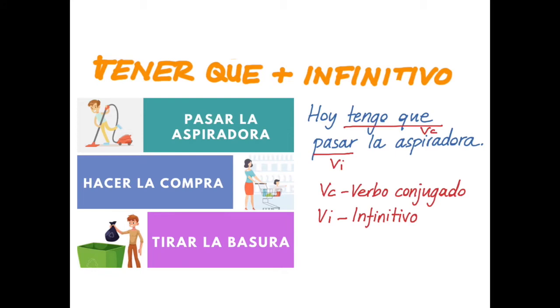So I can say, hoy tengo que pasar la aspiradora. I have to vacuum today. ¿No? Pasar la aspiradora. Tengo que, I wrote VC, verbo conjugado, and then pasar, VI, is an infinitive. Tengo que is the conjugate form from yo. As you see, yo is not here. We write and we speak without the subject. So, hoy tengo que means I have to. Today, I have to.